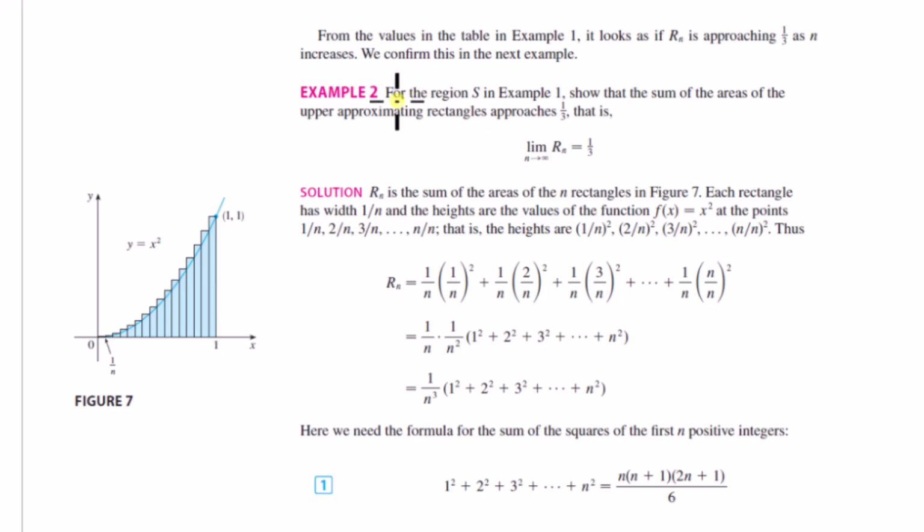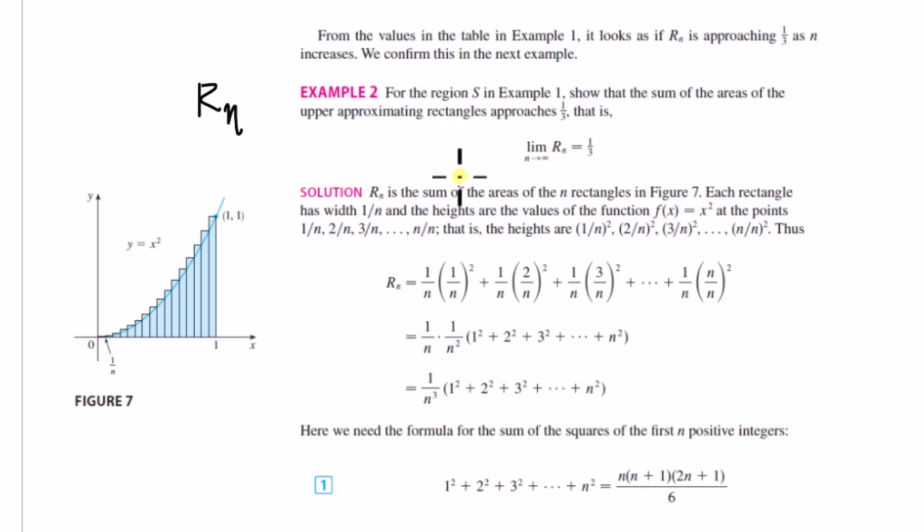And this is confirmed in the next example. So for the region S in the previous example, the area under the curve y equals x squared from 0 to 1, show that the sum of the areas of the upper approximating rectangles approaches 1/3. So we had R sub 4, R sub 8. That's the sum of the upper approximating rectangles, the right endpoint rectangles, for this specific example. The sum of, but not 4 or 8 rectangles, but n rectangles. N of these right endpoint rectangles, where n is any positive integer.